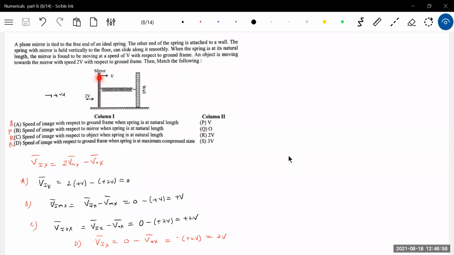At natural length, it will also be moving towards left. All possibilities are there. We didn't bother about that. All these options, what you have to check is that the mirror will also be moving towards left. There's also another possibility. Since there are multiple matchings, definitely it is a single option. So now, other possibilities: the mirror will be moving towards left.